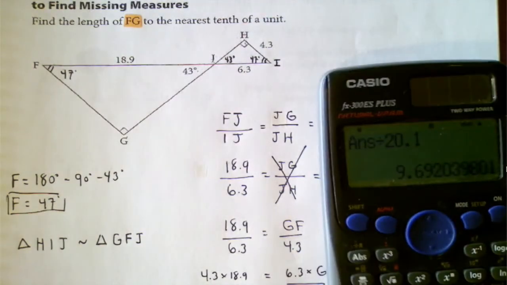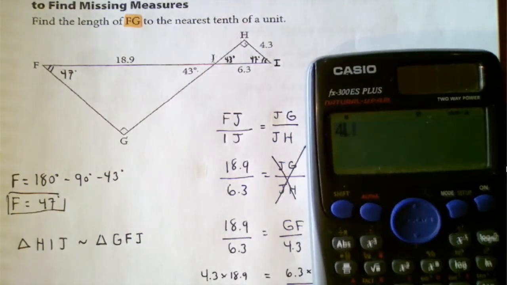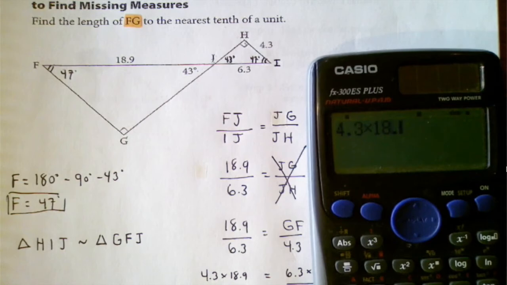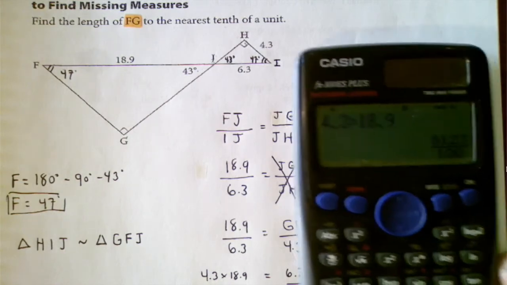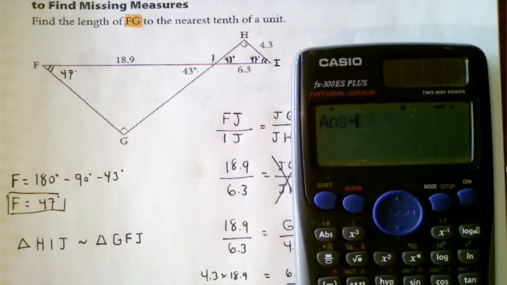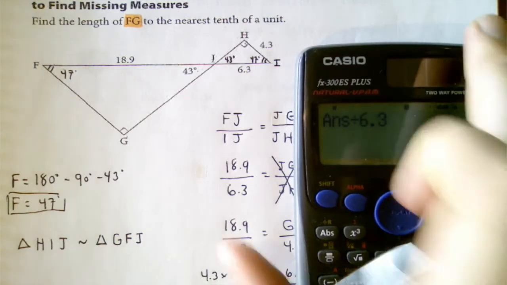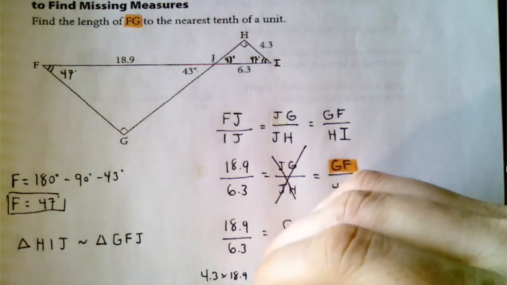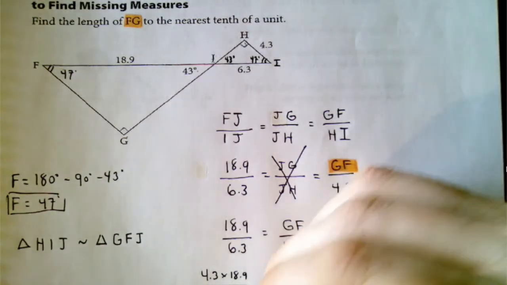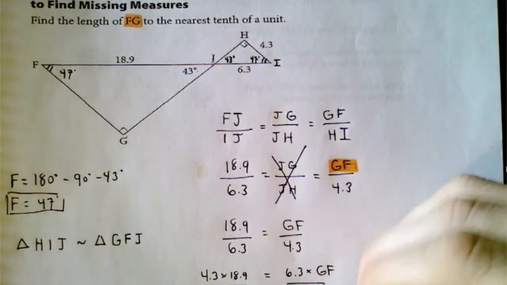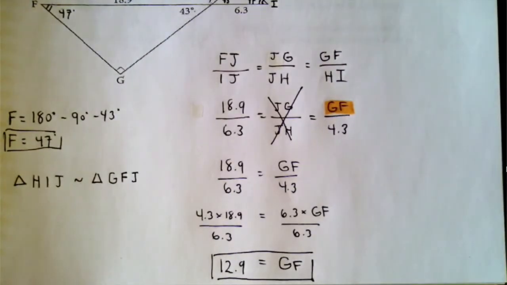So let's do a little bit of math. We got 4.3 times 18.9 equals, and we're going to divide by 6.3. We get 12.9. And that's what side GF is. All right, one more example.